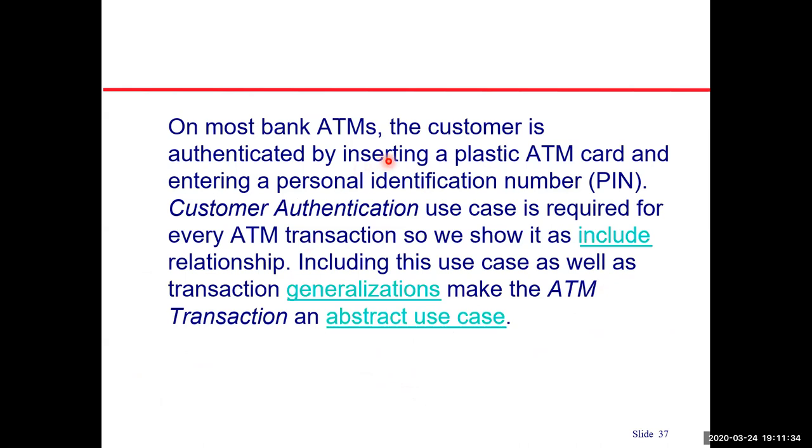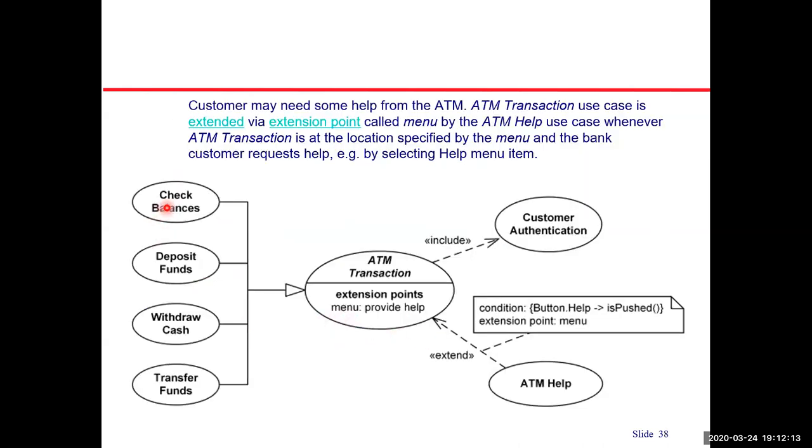In order to use the bank ATM, the customer is authenticated by inserting a plastic ATM card and entering a personal identification number, PIN. The customer authentication use case is required for every ATM transaction, so we'll show it as an include relationship. He cannot withdraw unless it is verified that he is the account owner. Include this use case, as well as transaction generalization: make ATM transaction an abstract use case. So check, deposit, withdraw, and transfer can all be generalized as ATM transaction, and ATM transaction includes customer authentication.